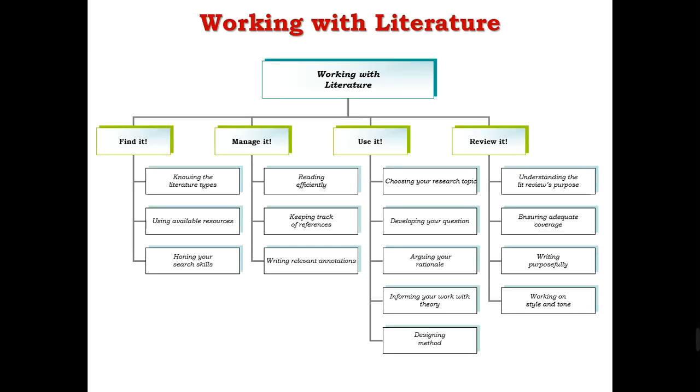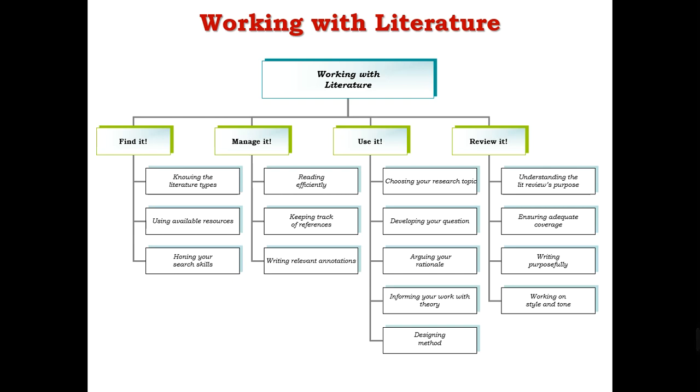So this is the flowchart model on how to work with literature. Working with literature, first of all, as I already told, is to find it: knowing the literature types, using available resources, and you should know the research skills also. Coming to the second parameter, that is managing it. That means reading efficiently, not simply reading superficially, and keeping track of all the references, that is the documentation of references, and writing relevant annotations. That is also very important.